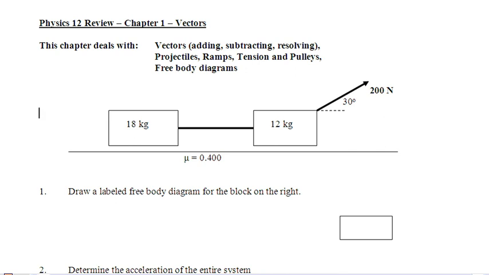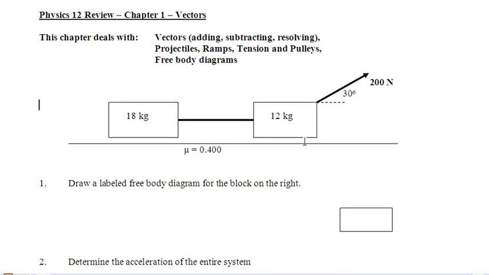We're going to begin by taking a look at free body diagrams, what should go on them and what should stay off of them. So there are two boxes here. They're connected by a rope. It's a bit of a rough floor. It's got a coefficient of friction there. And somebody is pulling up here with this 200 Newton force, but they're pulling at an angle. And the first thing we're going to take a look at is just what does the free body diagram look like for that 12 kilogram box that's over on the right.